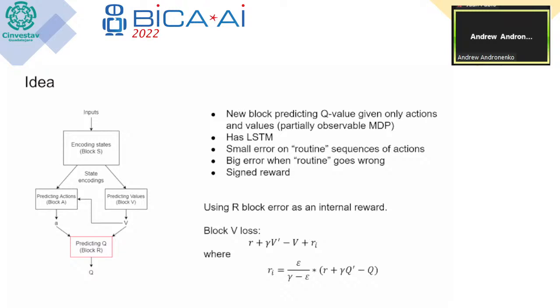We also used a signed reward to decrease the importance of states whose outcome can be easily predicted, as well as increase the importance of states which cannot be.